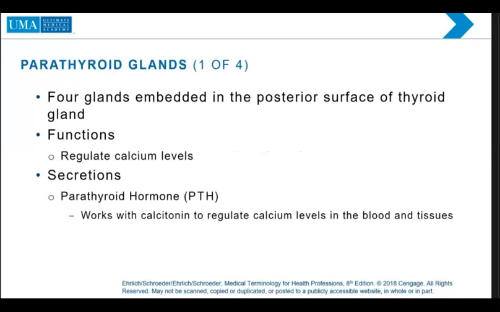So let's look at those parathyroid glands. You have 4 glands which are embedded in the posterior surface of the thyroid gland. The function is to regulate calcium levels. The secretion is parathyroid hormone, and it works with the calcitonin to regulate calcium levels in the blood and tissues.